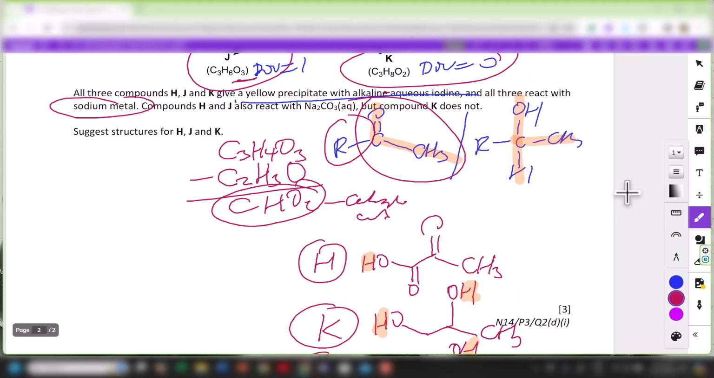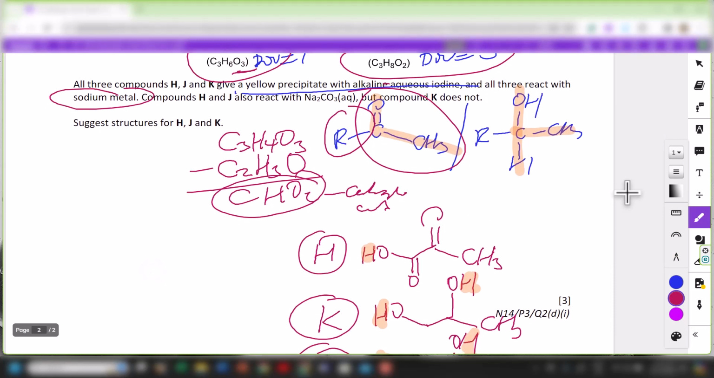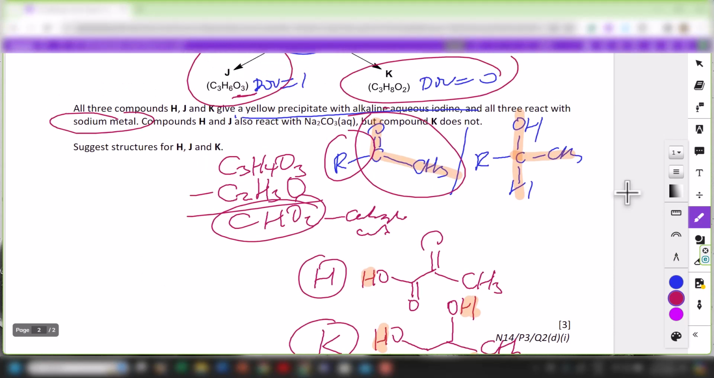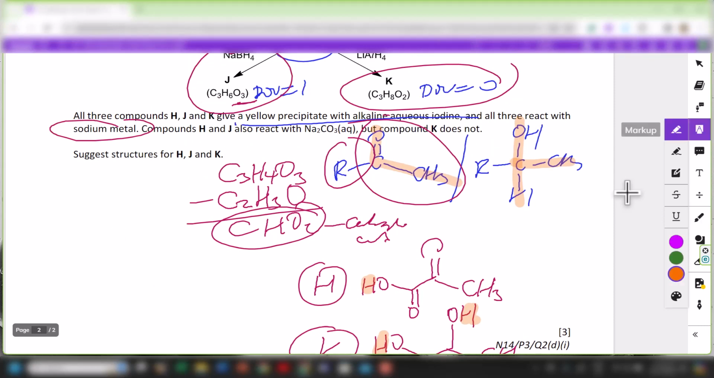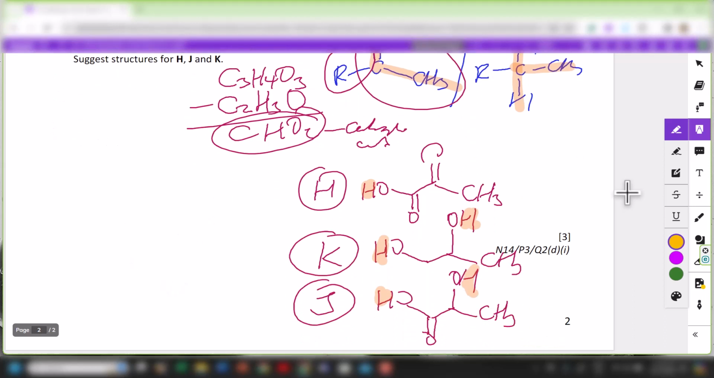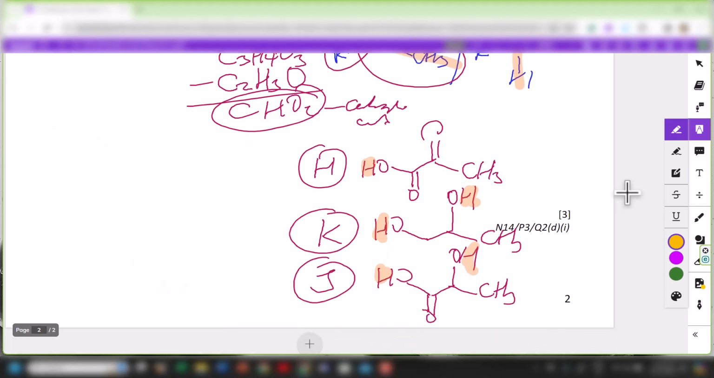I think we have looked at all the information. There's one further piece of information which we didn't discuss, but fortunately or unfortunately, we have already solved it. H and J react with sodium carbonate, but K does not. That means that K no longer has the carboxylic acid, which makes perfect sense now. And H and J contain the carboxylic acid, which explains why they react with sodium carbonate.